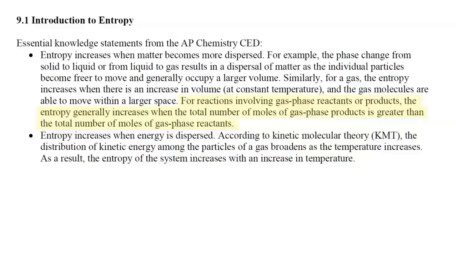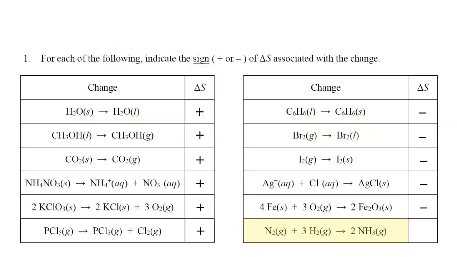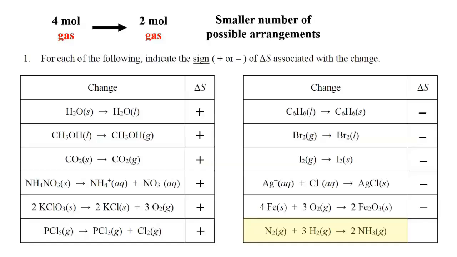So if we go in the opposite direction, in this last example, we start with 4 moles of gas for the reactants, and we end with 2 moles of gas for the products. So as a result of decreasing the total number of moles of gaseous particles, there should be a smaller number of possible arrangements, a decrease in the entropy of the system, and a negative delta S. So now that we're done with question 1, let's move on to question number 2.